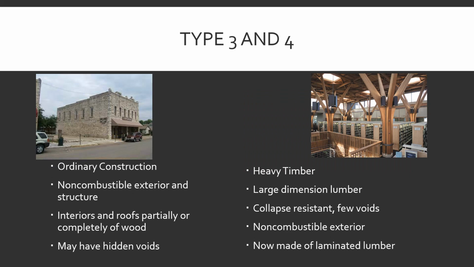Moving on to our Type 3 construction here on the left, often referred to as ordinary construction. These consist of a non-combustible exterior and main structural portion of the building, think brick, masonry, and the interiors and roofs partially or completely made out of wood. This is generally, you think of your downtown, old town USA, buildings lined up, real brick exteriors, you go in, floors are wood, walls are made out of wood.